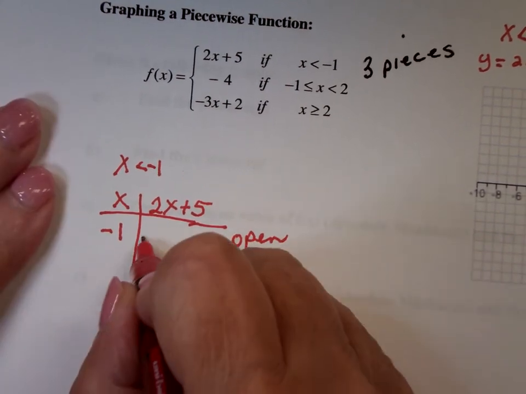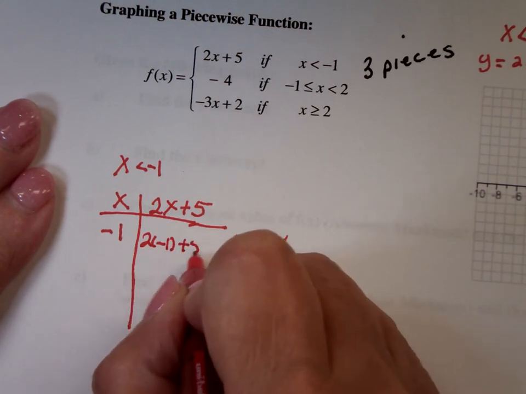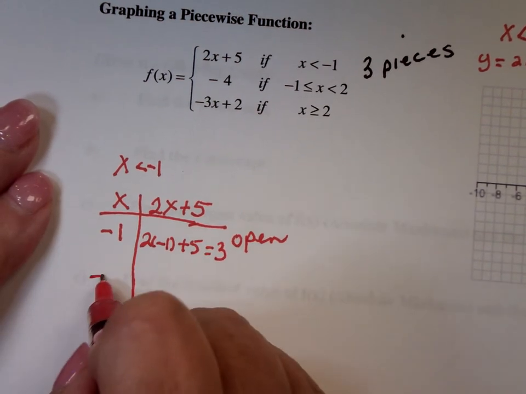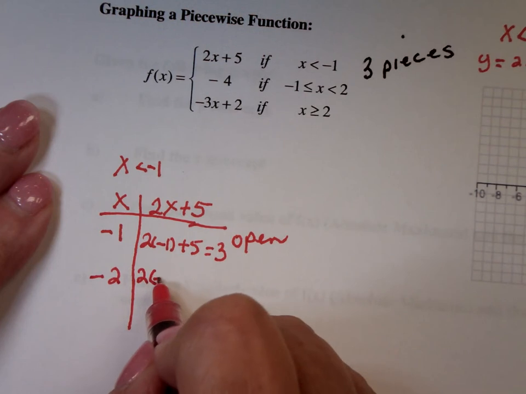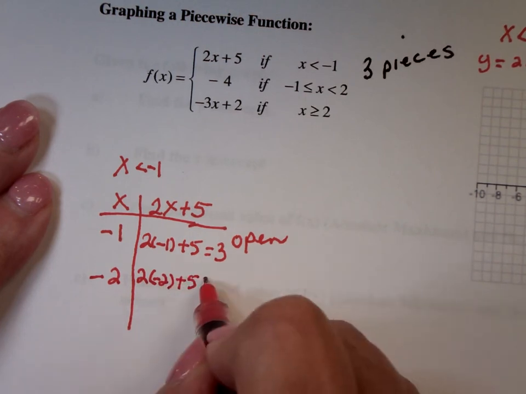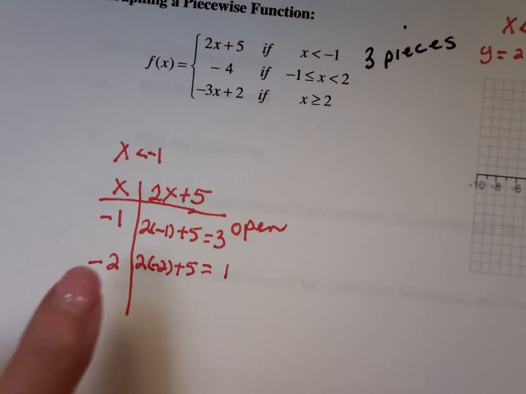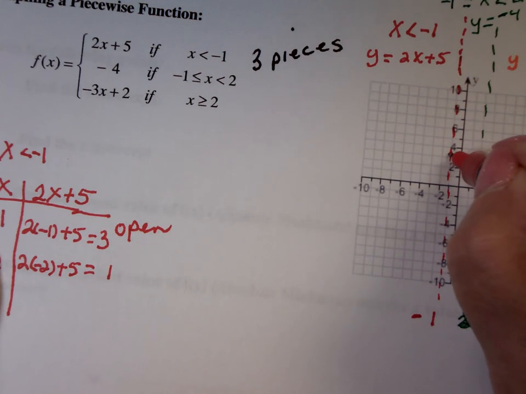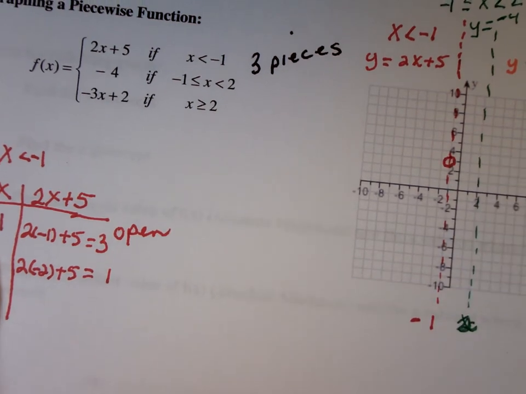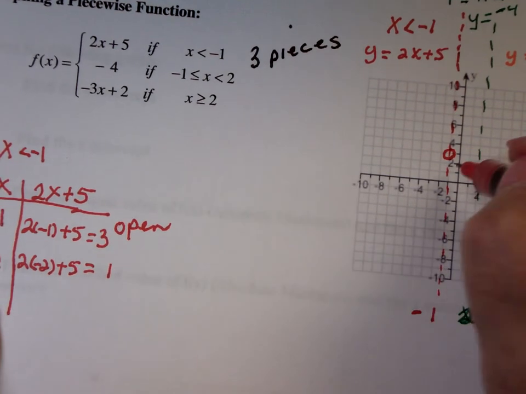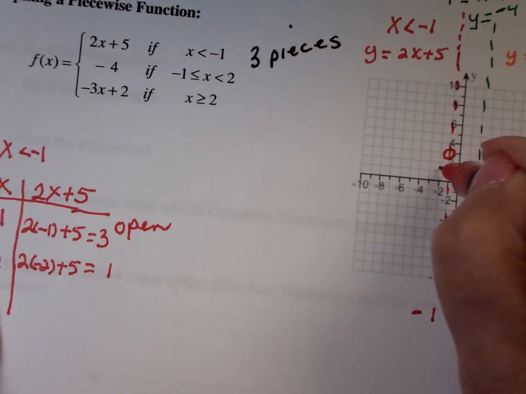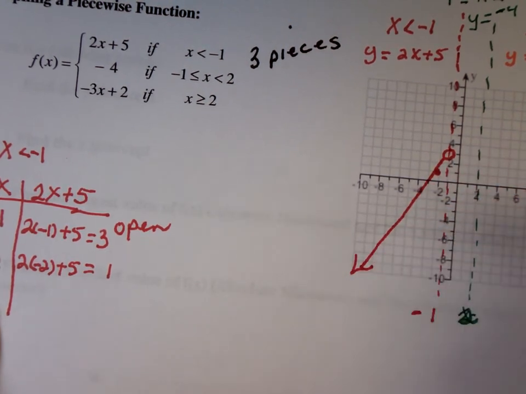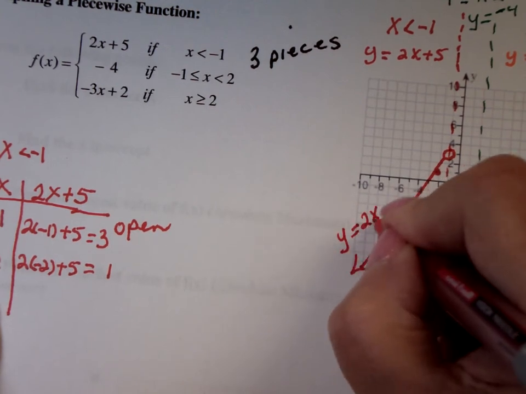And so that becomes 2 times -1 plus 5, which is 3. And since it's a straight line, I only need 2 points. Less than -1 is -2. 2 times -2 plus 5, -4 plus 5, is 1. So at -1, I have 3, an open dot. And at -2, it's 1, and now I can draw my line. So this is y equals 2x plus 5.